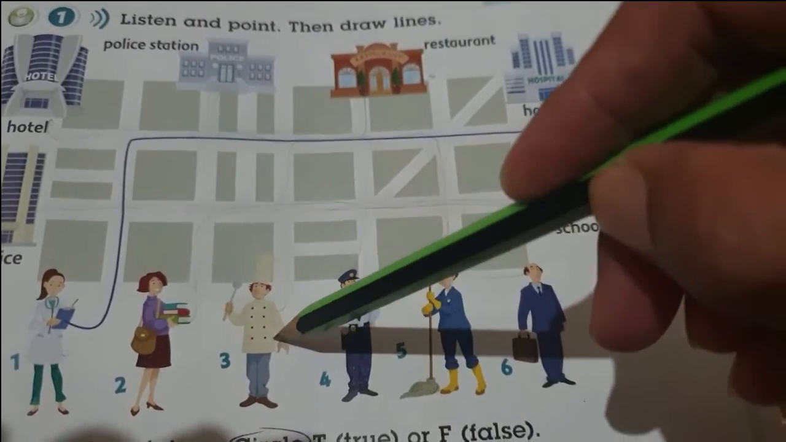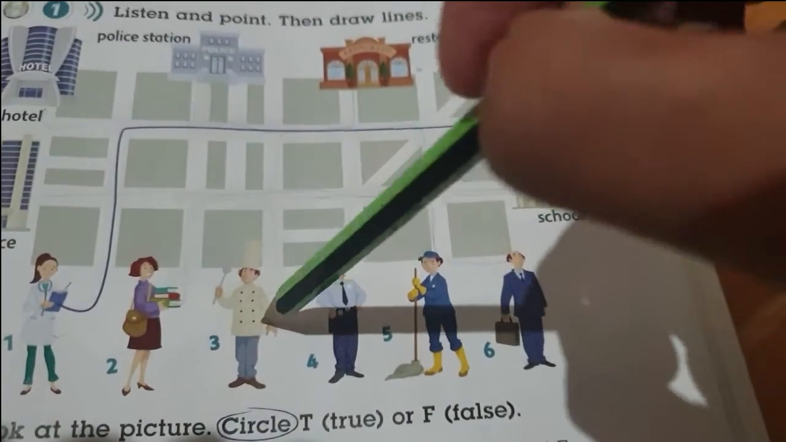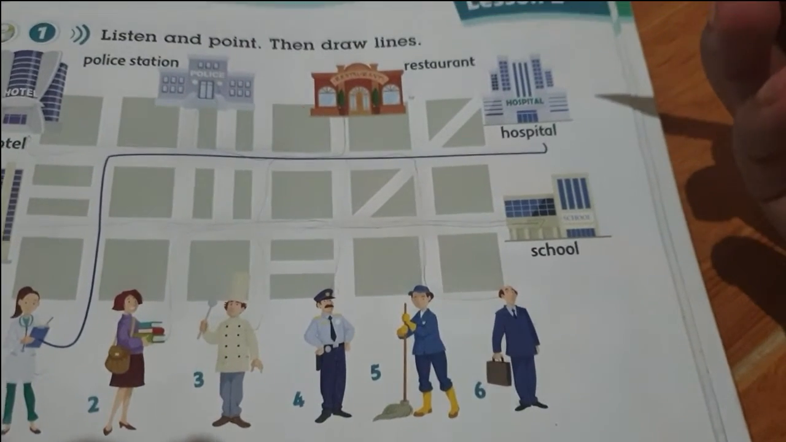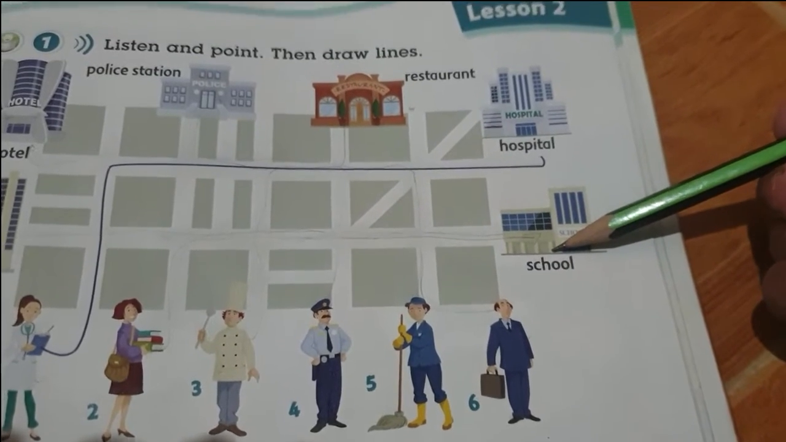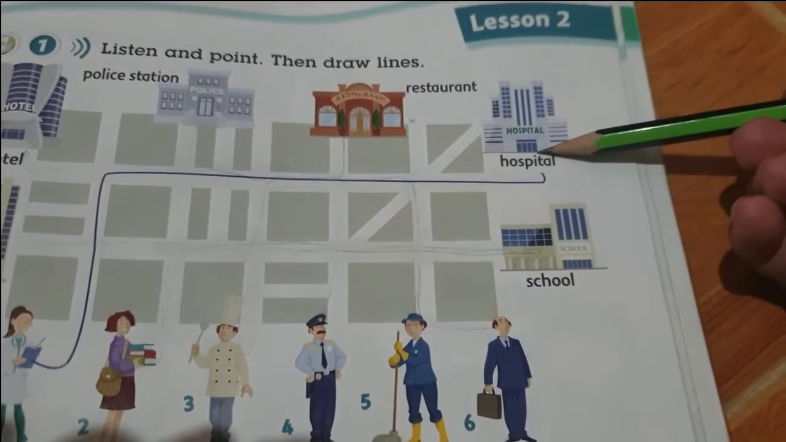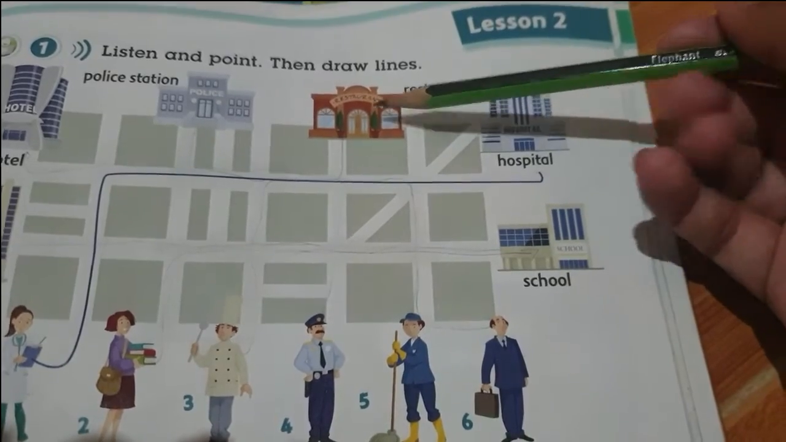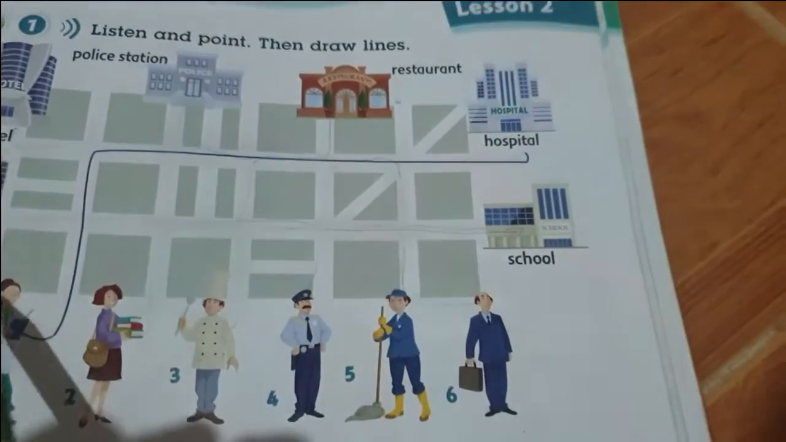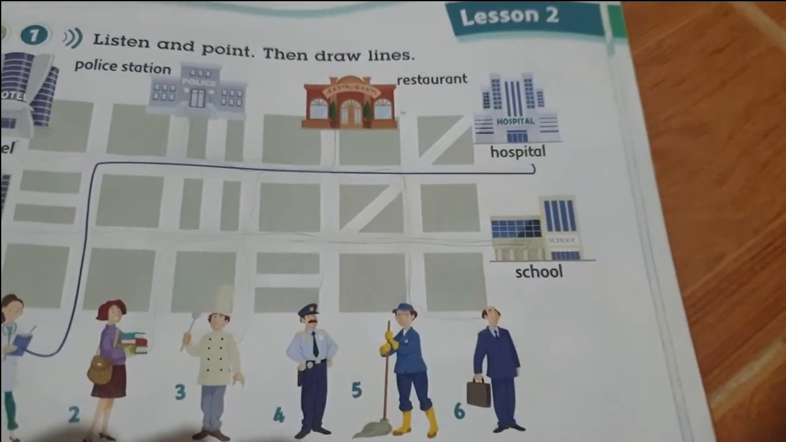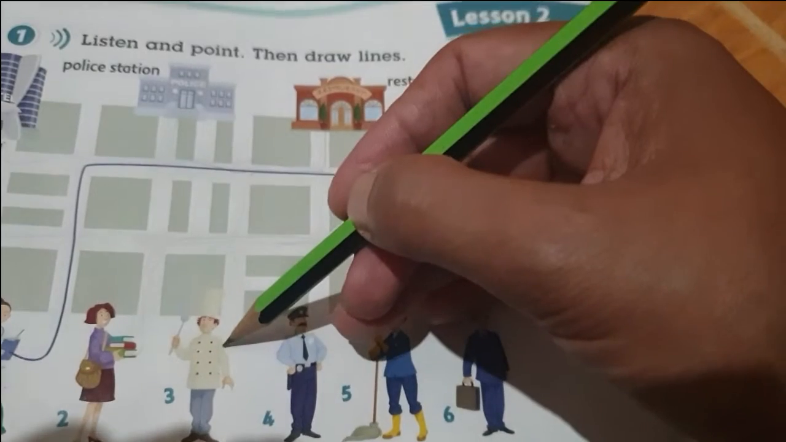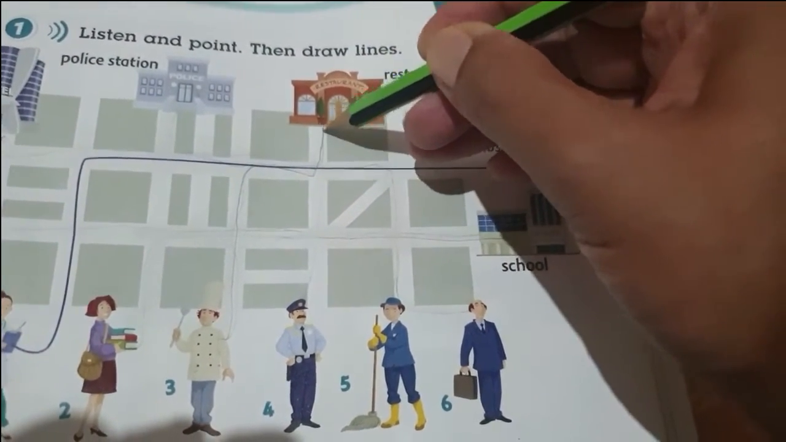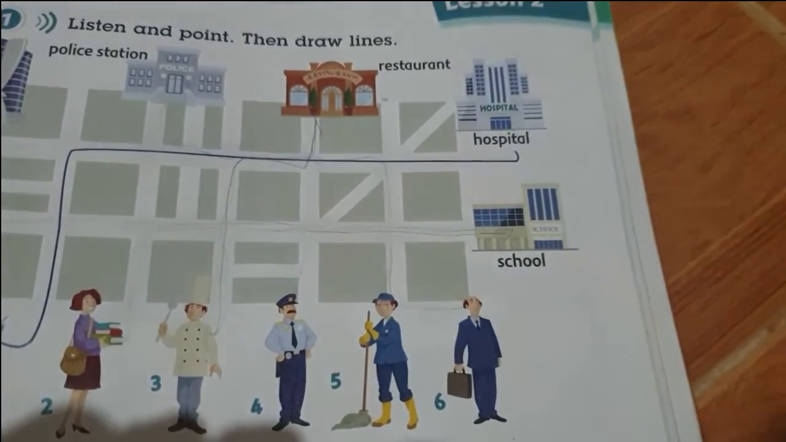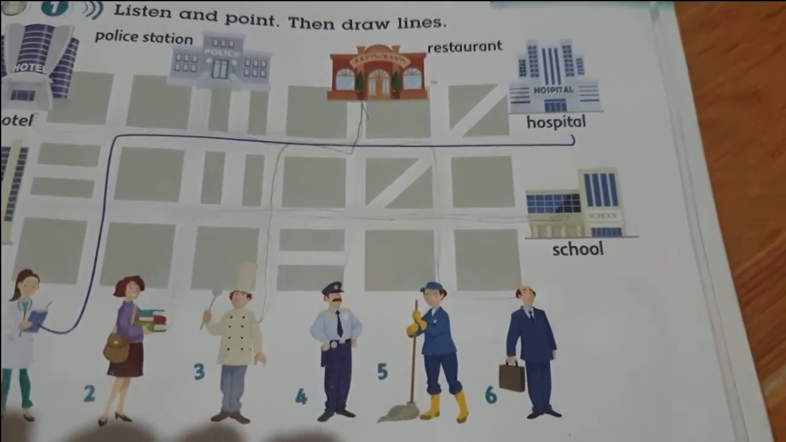Okay. So now number three, you look. This person is a chef, right? Okay, chef. Where does he work? Does he work in the school? He works in a hospital. Or he works in a restaurant or police station or hotel or office. Okay, now let's try one. Which one? Yes, so the chef, he works in the restaurant. Okay, restaurant. Okay, now let's move to number four.